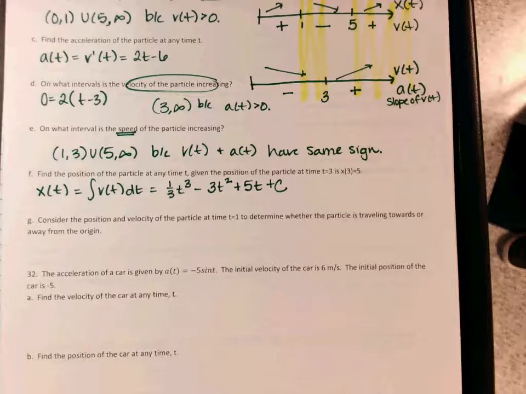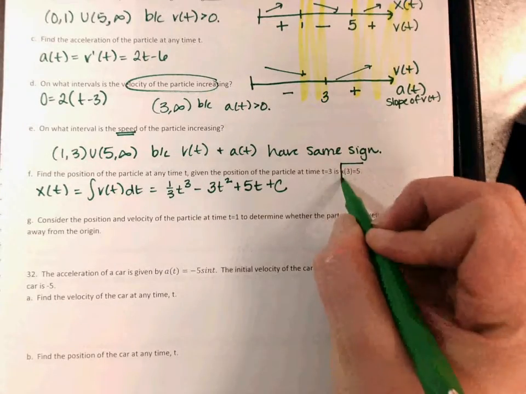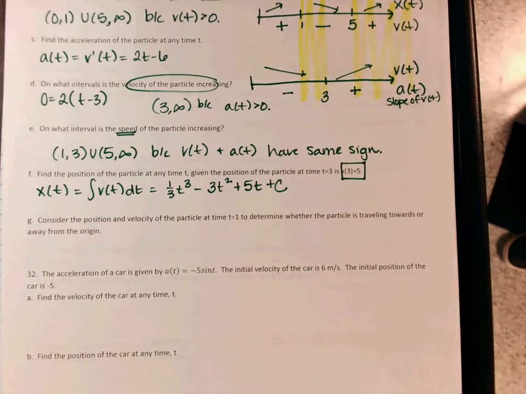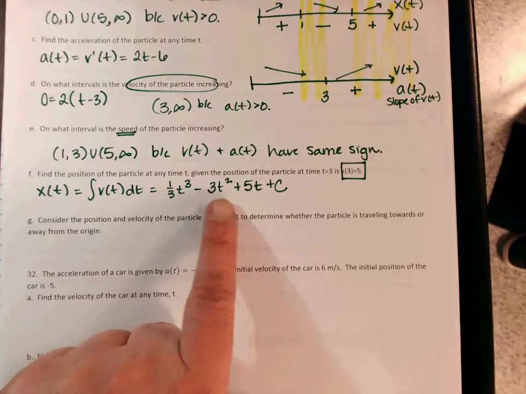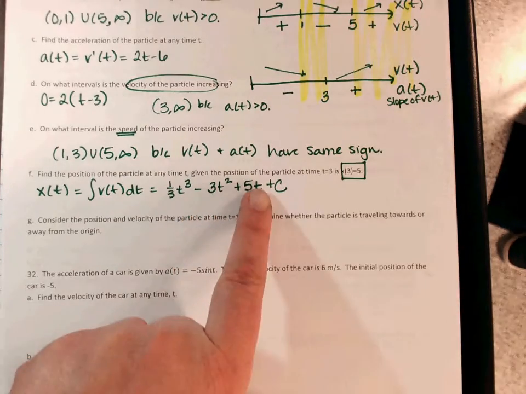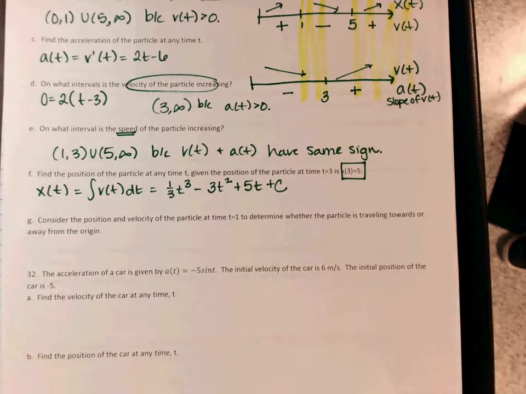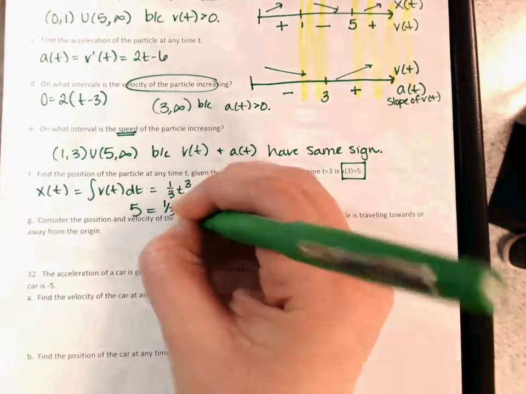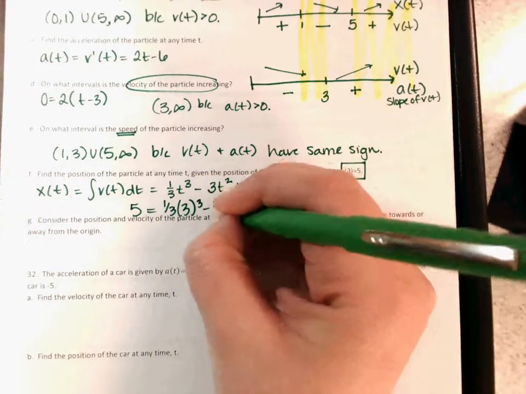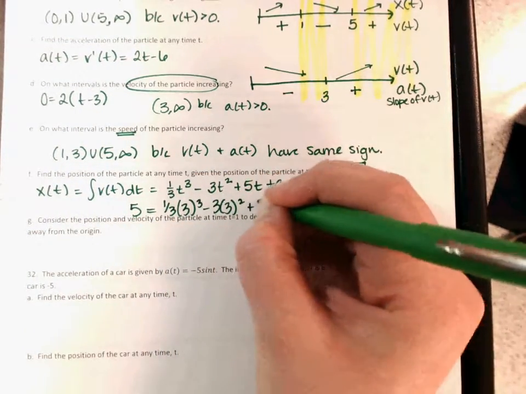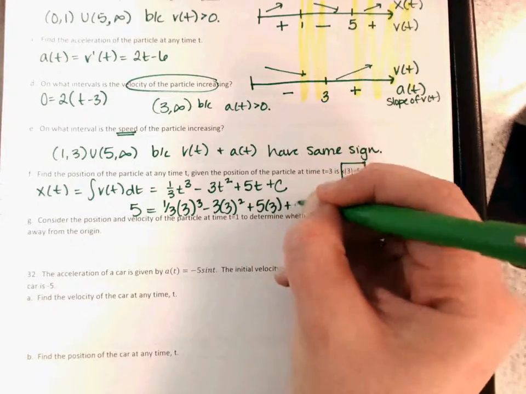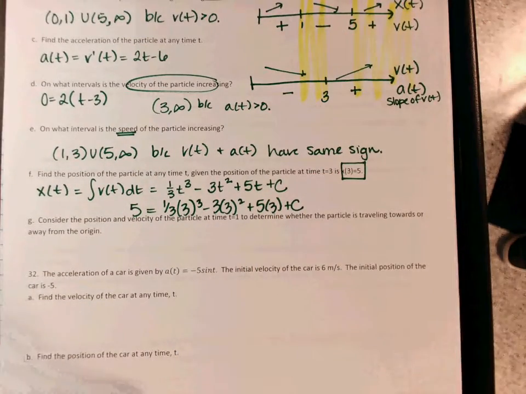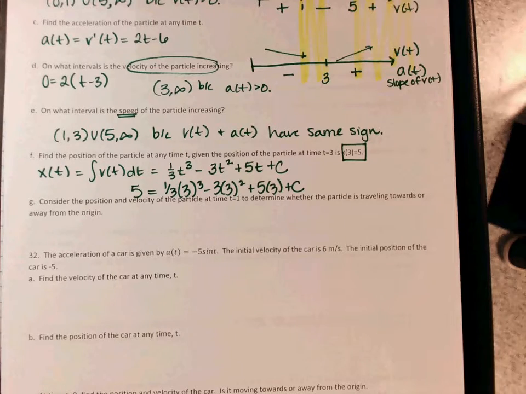C. And then notice they gave you a point here. That's how you find your constant. Remember, this one is called the general solution. Okay, when you find that number, it's called the particular solution. Okay, so it'd be 5 equals 1/3 3 cubed, 3 times 3 squared, 5 times 3 plus c. Okay, and you should be able to do that without your calculator, but we don't really have time right now.